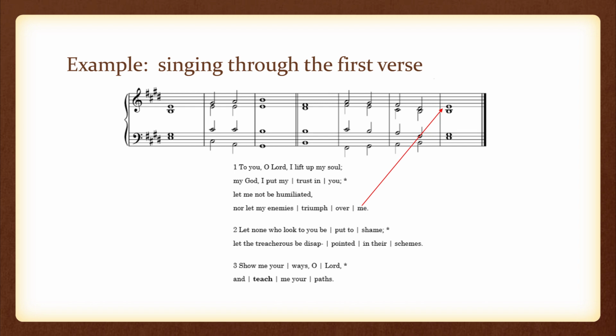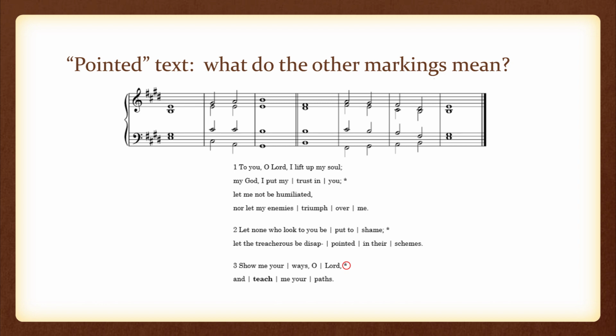What are the other markings in the text, though? The asterisk indicates the halfway point of the verse. This aids in keeping track of where you are in the psalm text and the chant tune. Look at verse 3. You'll notice that the word teach is in bold text. This is to indicate that even though it's a 1-syllable word, it's going to cover 2 notes.